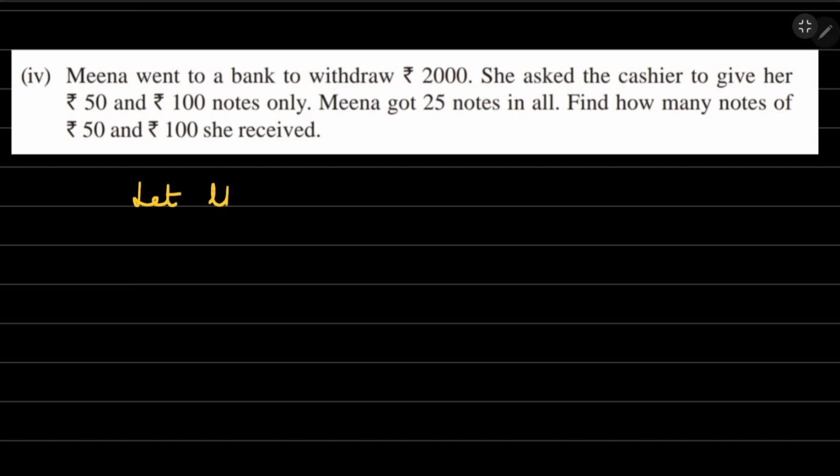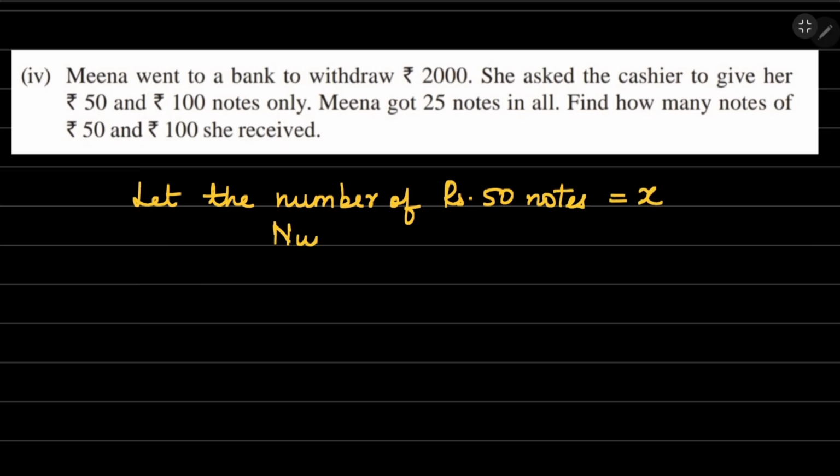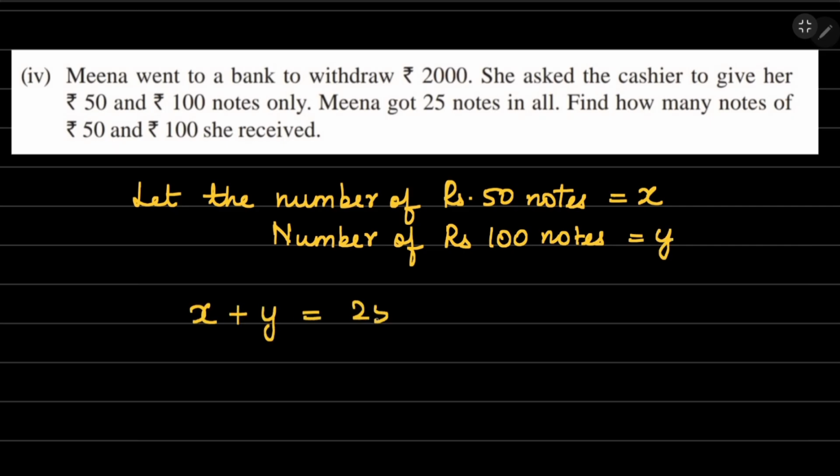So let the number of rupees 50 notes be X, and the number of rupees 100 notes be Y. What is the total number of notes she got? X plus Y is equal to 25. That's what is given here. So let this be equation 1.